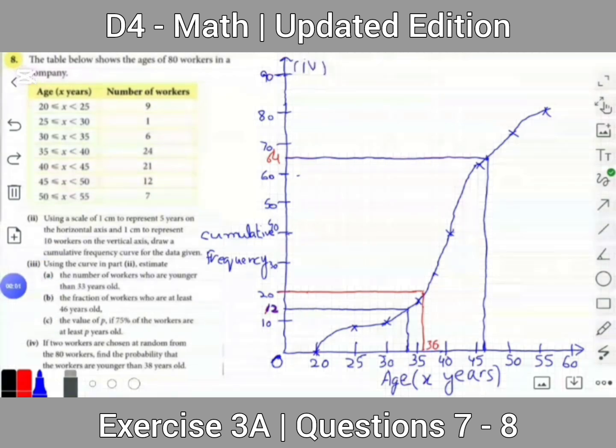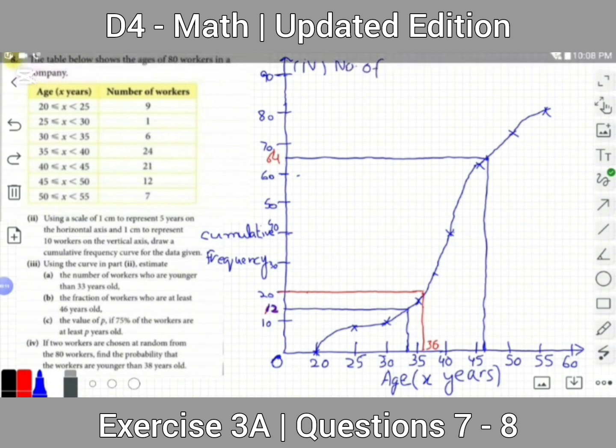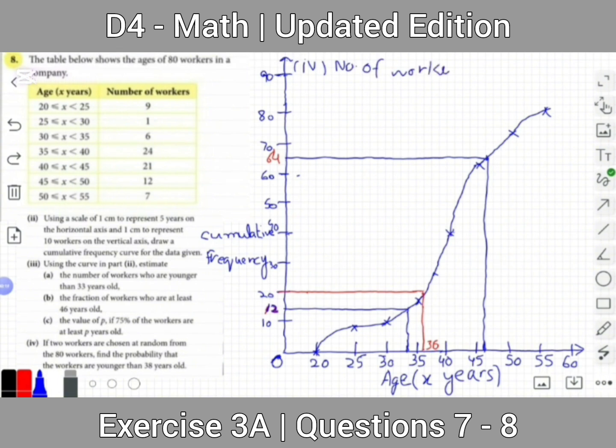Part 4. If two workers are chosen at random from the 80 workers, find the probability that the workers are younger than 38 years old. So first we have to find out the number of workers younger than 38 years old from the curve. So here we have 38 somewhere here.